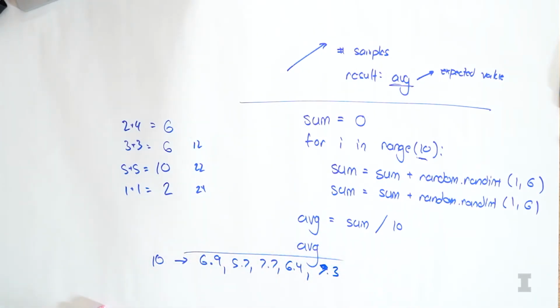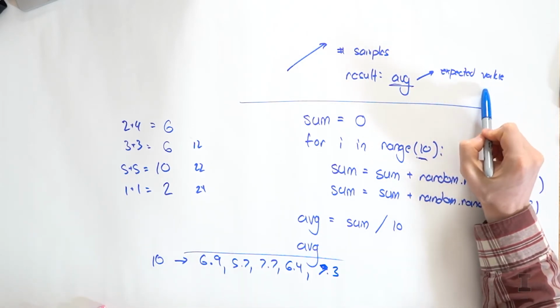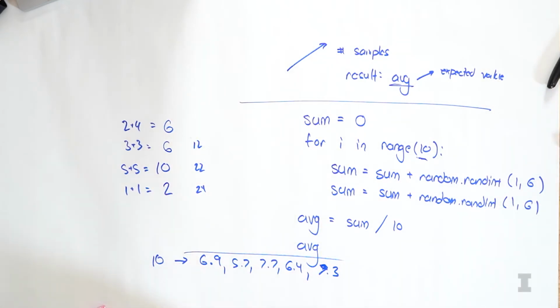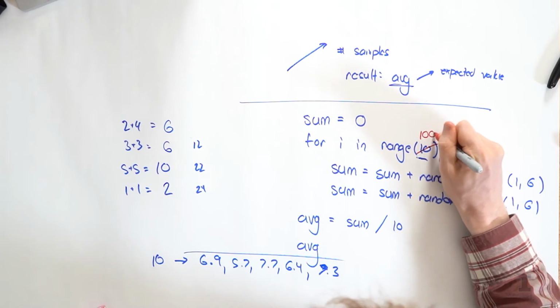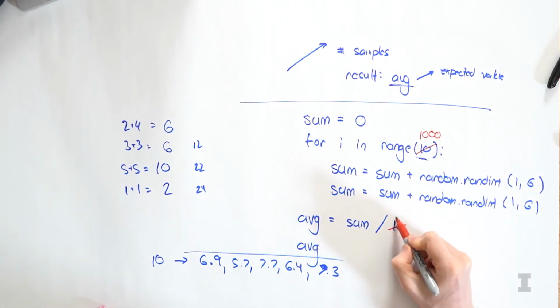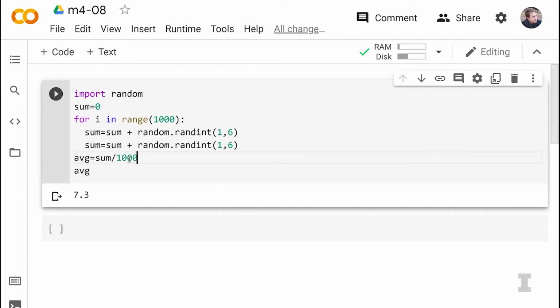And the law of large numbers says we should tend towards the expected value if we have more samples. So I think we should just do a lot more samples. And instead of 10, let's make that 1,000. And make sure to make 1,000 in the for i in range. And we want to divide by 1,000 here on the average. Good call.